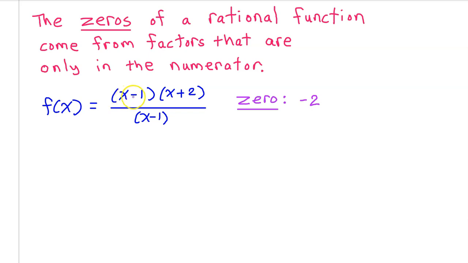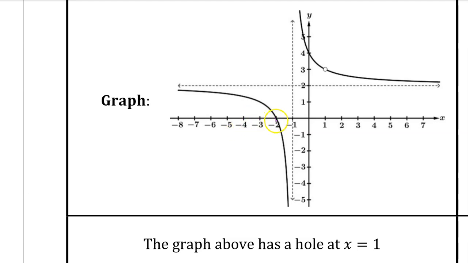The factor of x minus 1 does not give us a 0 at 1, because f of x has a hole at x equals 1, not a 0. Here's a look at the graph showing the only 0 at negative 2, and a hole at x equals 1.